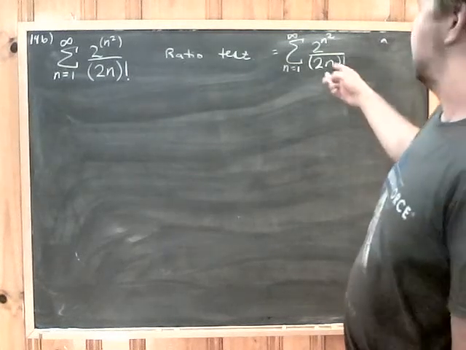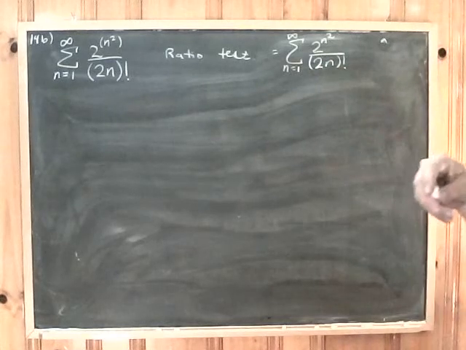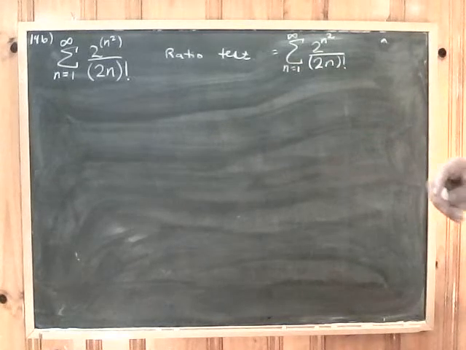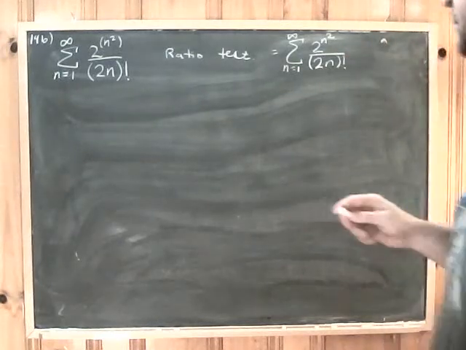But for the bottom, factorial happens before multiplying by a number. So if I want the factorial to be on that whole thing, I have to put parentheses around it.